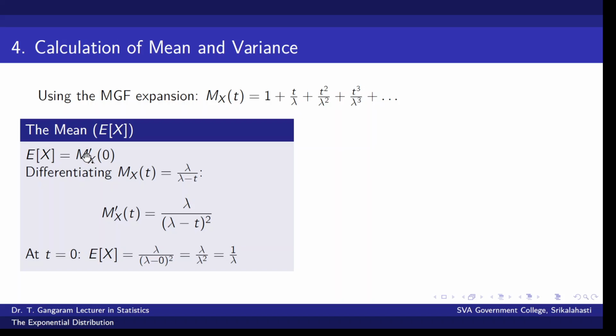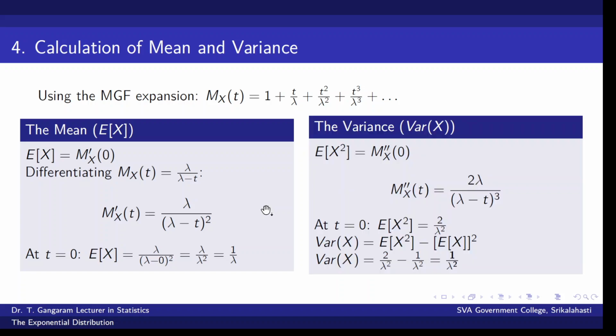The mean is expectation of X equal to M dash X at 0, differentiating M_X(t) is equal to lambda by lambda minus t. If we differentiate this expression once and keep t equal to 0, expectation of X is equal to lambda by lambda minus t whole square. In place of t, we need to keep 0. So lambda by lambda square, one lambda gets cancelled. 1 by lambda is the mean of exponential distribution.